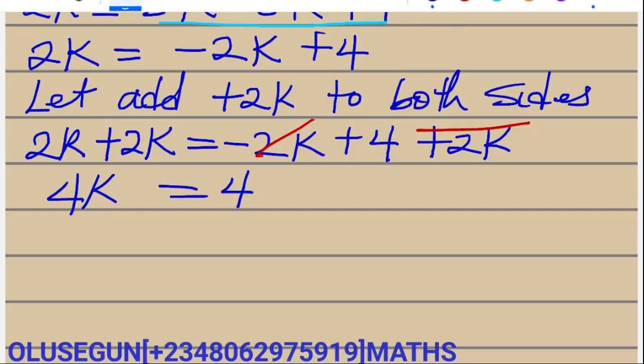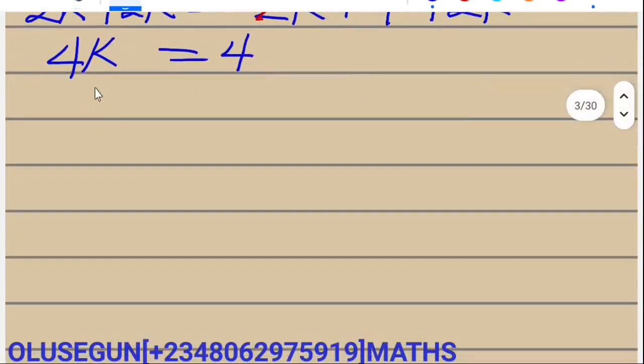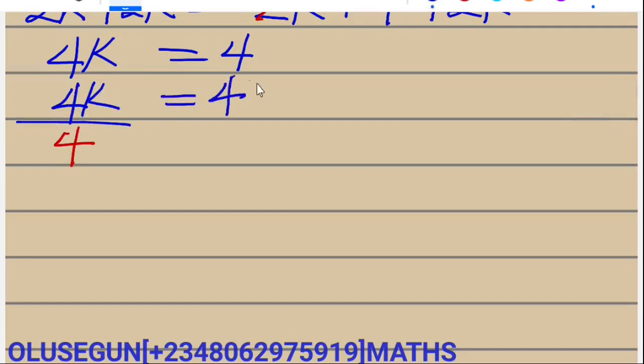If 4k is equal to 4, let's divide both sides by 4. We have 4k divided by 4 is equal to 4 divided by 4. I'm denoting it with a change of colors to show that we divide both sides by 4. So this cancels this, and the value of k will now be 1.